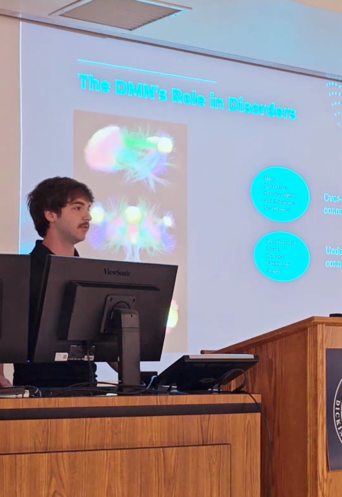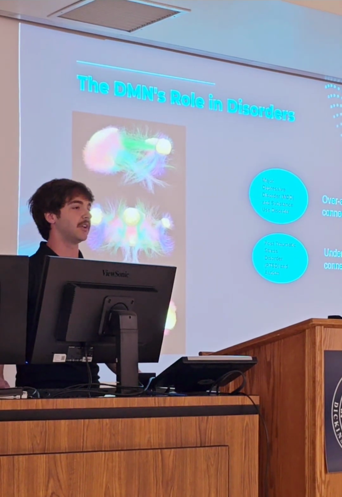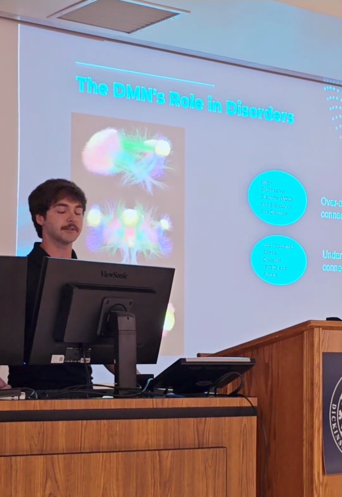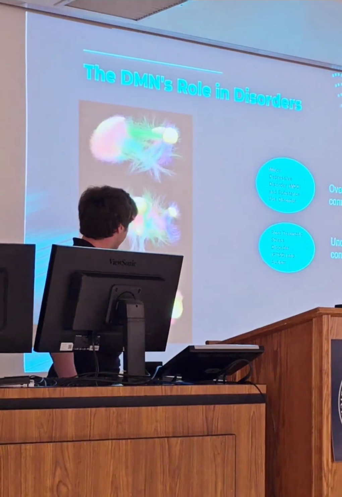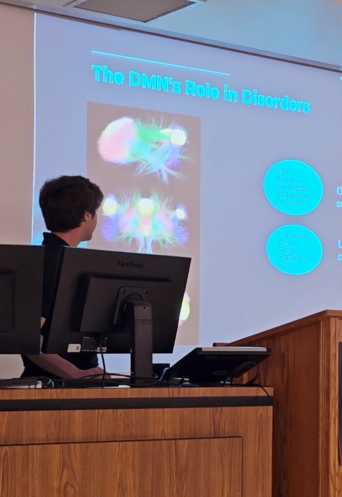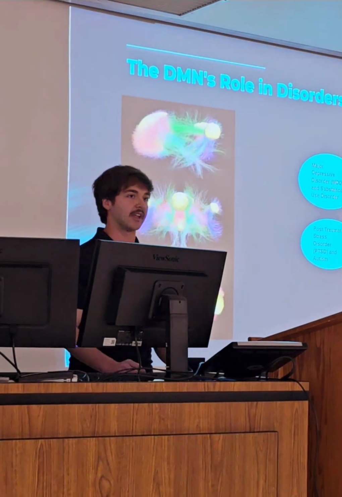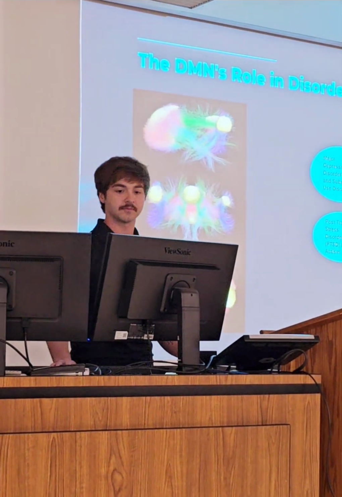These individuals struggle with social interactions and communication, which are tasks that are central to this network, and most particularly between the medial prefrontal cortex and the posterior cingulate gyrus. And it seems that the more severe the autism is, the less connected these hubs are to one another.